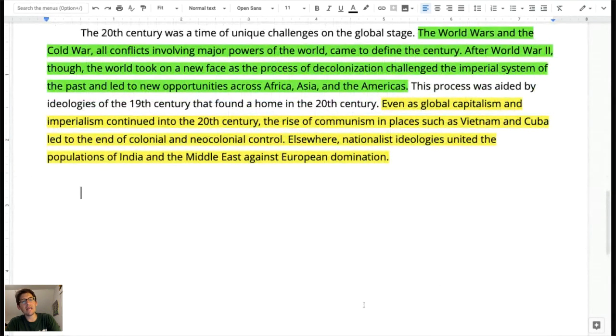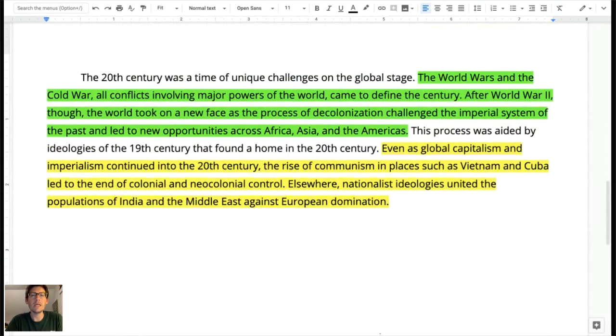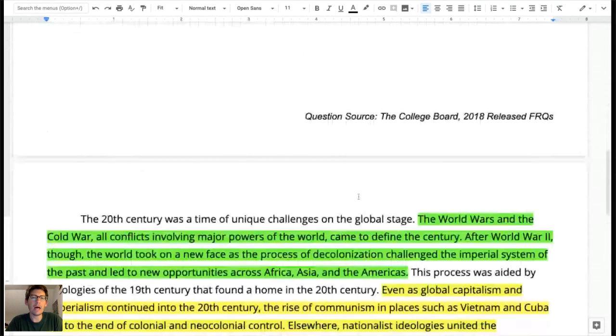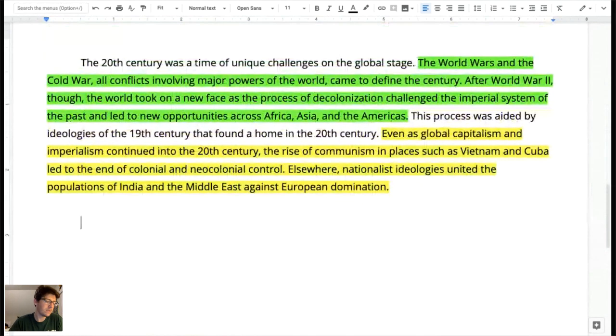And again, this is not given information. It doesn't say anything about decolonization or the World Wars specifically, so I have a lot of room to talk about. So from here, we want to go and type our body paragraphs, or I guess you would be writing your body paragraphs in the case of the AP exam. So let's get started with that.